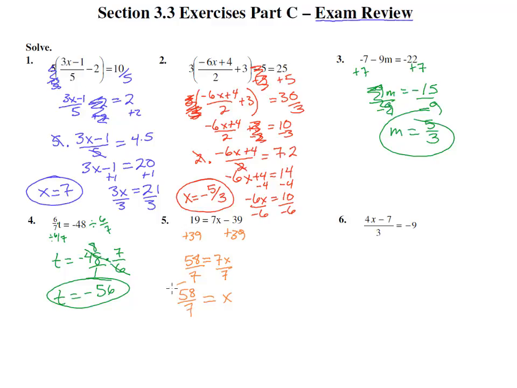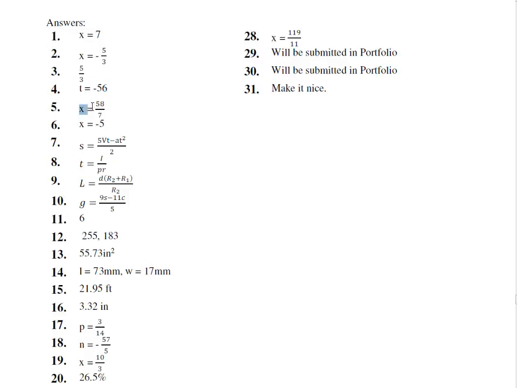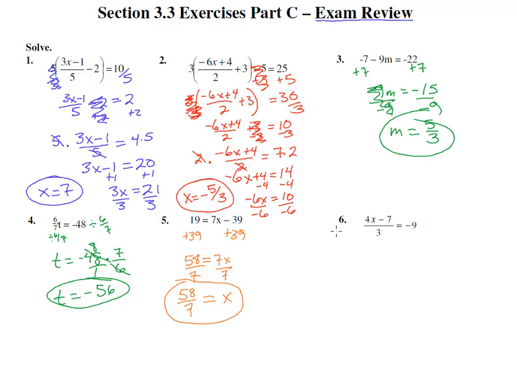Does that reduce? I'm not seeing that it does. I suppose you could turn it into a mixed number or a decimal if you chose. We leave it as 58 sevenths, and that's all right. And number 6. Here we have (4x minus 7)/3 equals a negative 9.